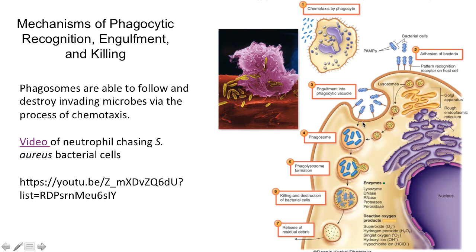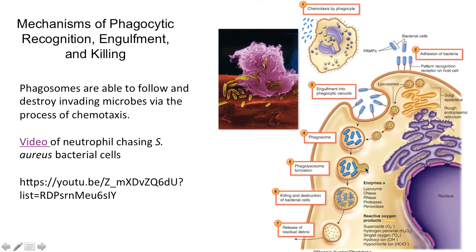The phagocytic vacuole now is able to completely close up, enclosing the bacteria around a membrane. A lysosome, as you remember from the beginning of class, is an organelle that has a lot of enzymes like lysozyme, DNases, RNases, proteases and peroxidases that are able then to kill bacteria.